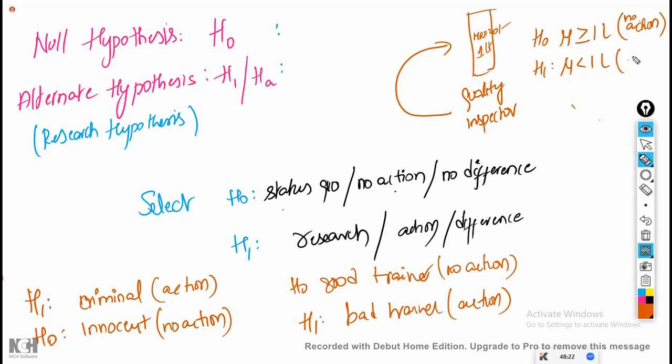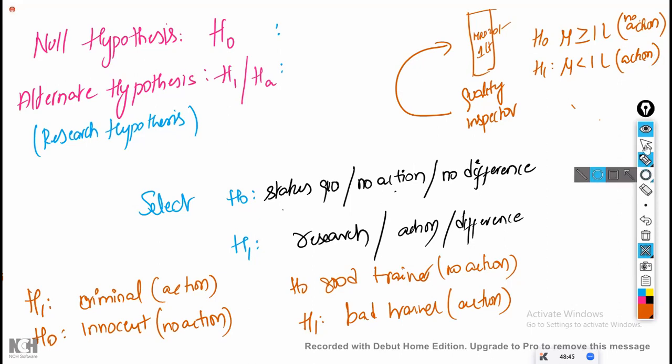Now, he is going to take action if it is less than 1 liter. Immediately he will take the action. What type of action he takes depends upon the type of mistake they have done. If they are cheating too much, the penalty will be high. If they are cheating only a little, the penalty will be very low. That depends upon the cheating level, right?